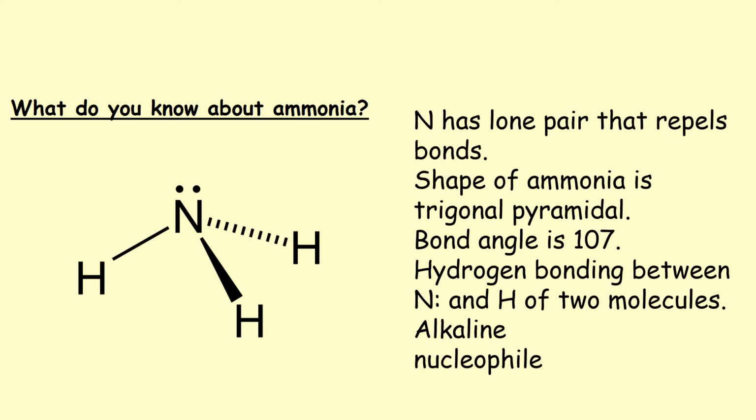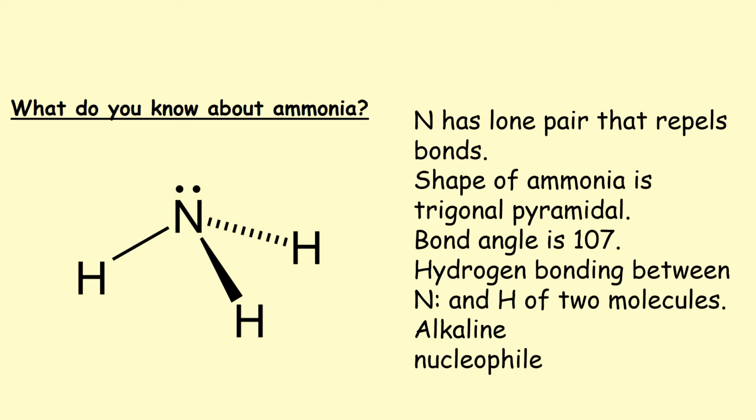So the obvious one is that nitrogen has a lone pair of electrons, and these repel the bonding pairs of electrons. This turns the ammonia into a shape that is known as trigonal pyramidal. It has a bond angle of 107 degrees. Now, because of the lone pair on nitrogen, ammonia is one of those few molecules that can do hydrogen bonding. The lone pair again makes the molecule alkaline or basic because it is able to accept H plus ion in a neutralization reaction.